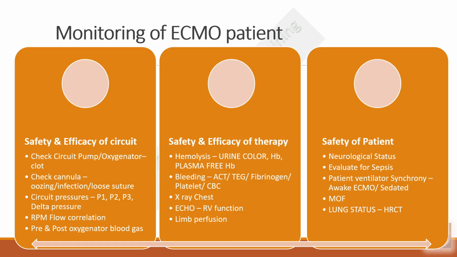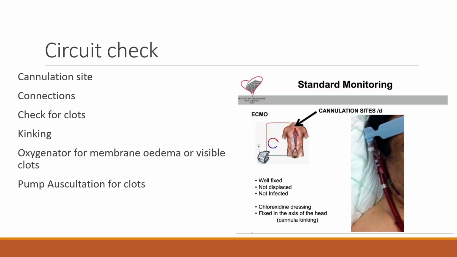So adequacy and safety, I'll just skip these slides. Circuit check, cannulas. The way you examine a patient from head to toe, you examine the circuit from drainage to return line, or return to drainage, whichever way you want. Look from everywhere: if there is any bleeding at the cannula site, any clot, any loose connection, anything. Just look at all that.